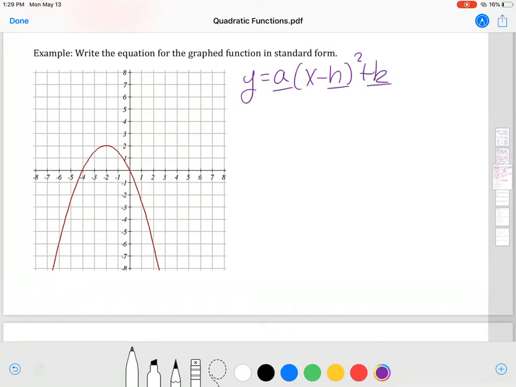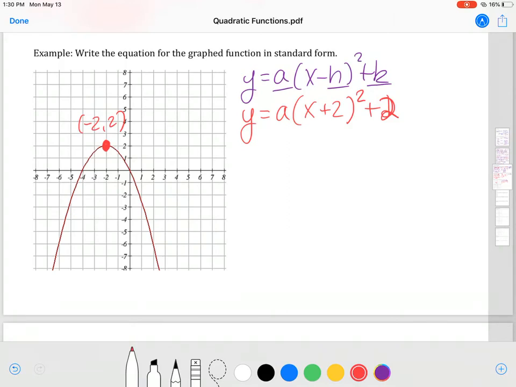Well, we can get the h and the k just by looking at the graph. Our h and k is our vertex. That's this red point right here. So my h is -2 and my k is 2. So I'm going to go ahead and plug that in. I have x minus a -2, so that's going to give me a +2. And my k is 2.